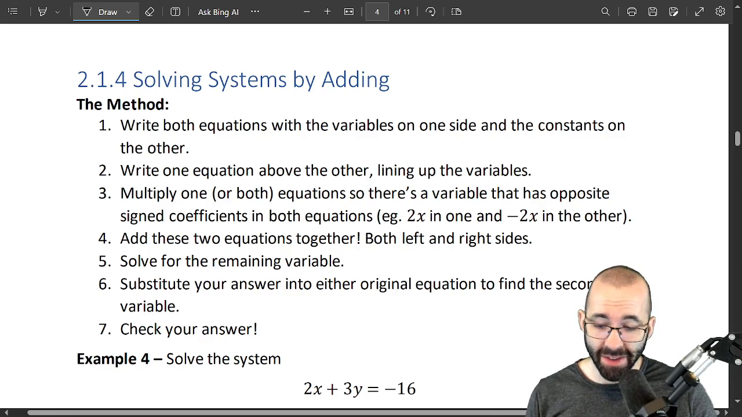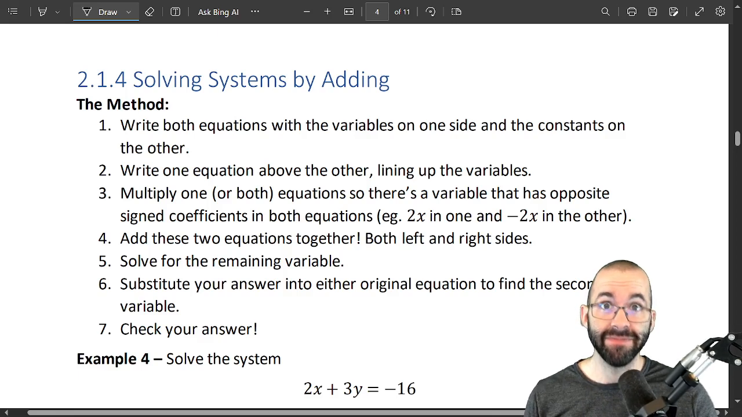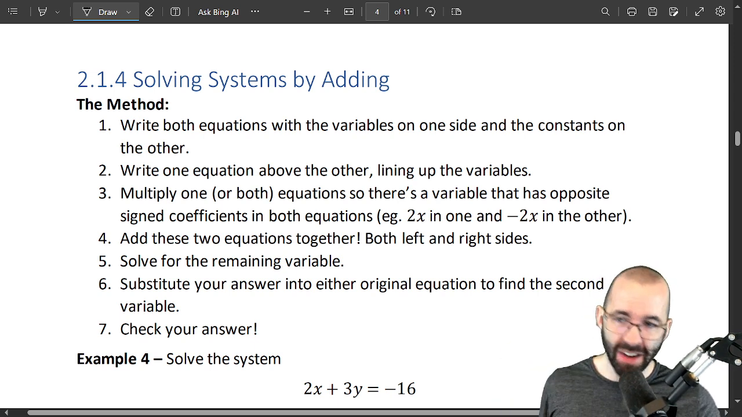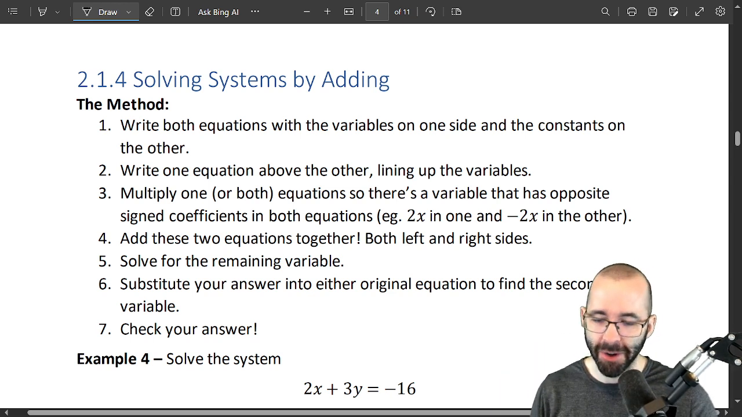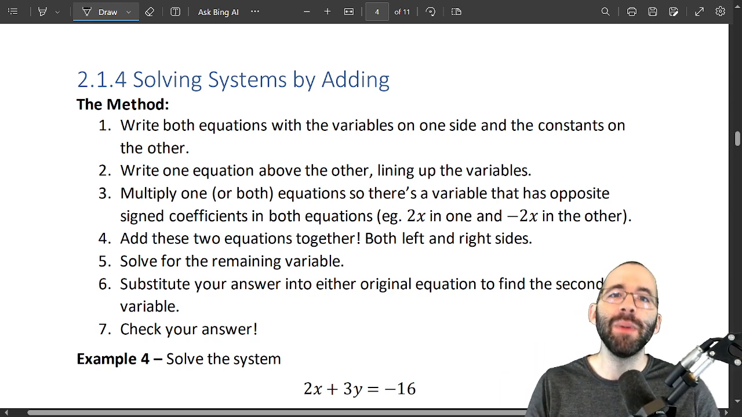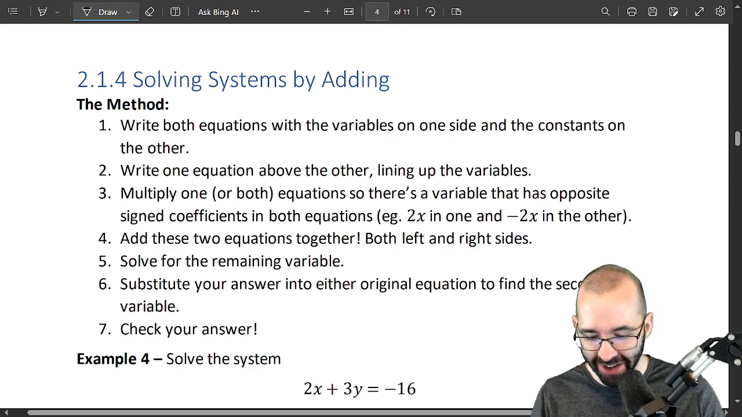So if you're anything like me, you see the start of this video and you go, that's a lot of steps. Don't worry about it. I love this method. This method's really nice. You're going to love this method too. That's a lie. You may or may not love this method, but let's do it and learn it anyway.